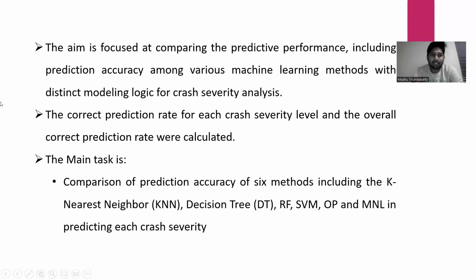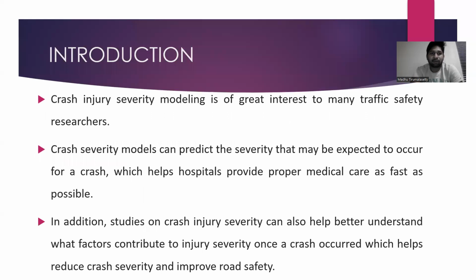The correct prediction rate for each crash severity level and the overall correct prediction rate were calculated. The main task is comparing the prediction accuracy of six methods, including KNN, decision tree, random forest, SVM, OP, and MNL, in predicting each crash severity. Let's go to the introduction.